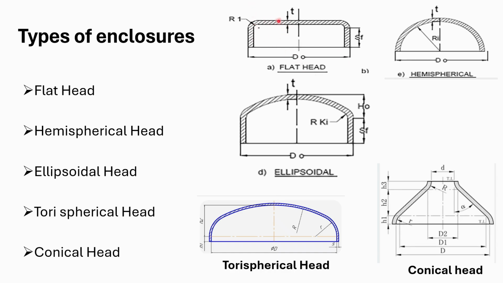Coming to the diagrammatic representation, we can see D as the thickness of the head, SF is the straight flange, and D naught is the diameter of the flat head. Similarly, Ri is the inner radius and T is the thickness in a hemispherical head. SF is the straight flange, H naught is the height which is added in the hemispherical head, and RKA is the knuckle radius. Similarly, the torispherical head, and also we have the conical head with alpha as the apex angle.